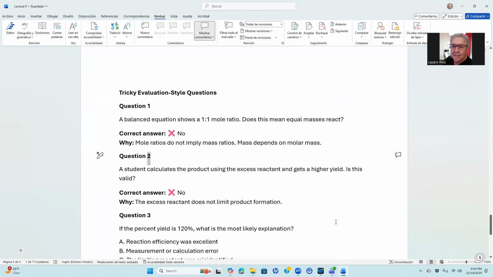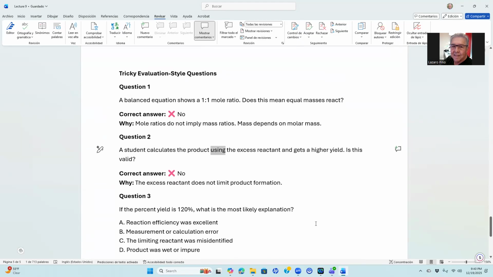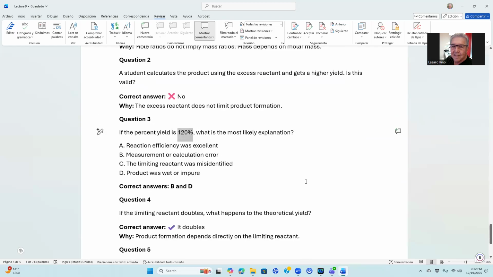Question 2. A student calculates the product using the excess reactant and gets a higher yield. Is this valid? Correct answer: no. Why? The excess reactant does not limit product formation. Question 3. If the percent yield is 120%, what is the most likely explanation? A. Reaction efficiency was excellent. B. Measurement or calculation error. C. The limiting reactant was misidentified. D. Product was wet or impure. Correct answers: B and D.